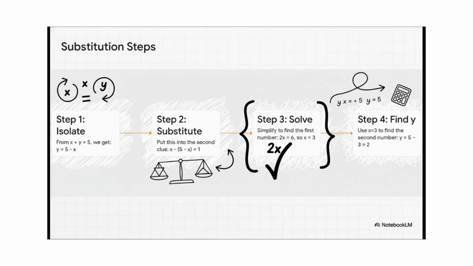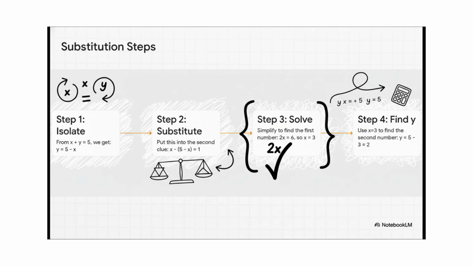Let's walk through this one together. Our clues are x plus y equals 5 and x minus y equals 1. So step 1, let's take that first clue and get y by itself. A little rearranging, and we get its secret identity: y equals 5 minus x. Step 2 is the substitution. We're going to replace the y in the second clue with this new identity. So x minus y equals 1 becomes x minus, and be careful here, the whole quantity (5 minus x), equals 1. Now for step 3, we just solve it.